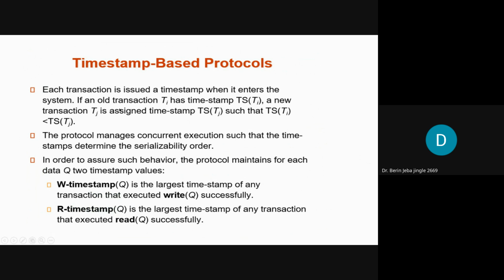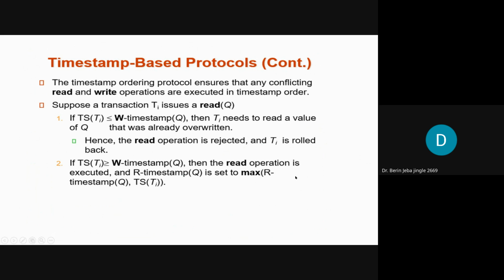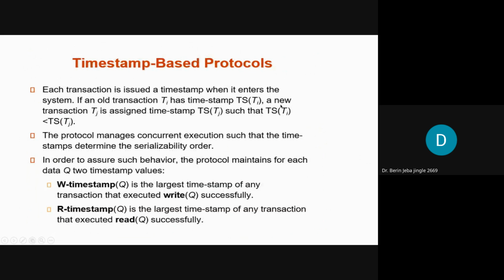If an old transaction TI has timestamp TS of TI, and a new transaction TJ is assigned timestamp TS of TJ, then always TS of TI must be less than TS of TJ. This is the condition here. TS of TI, that is the old transaction, is less than TS of TJ.